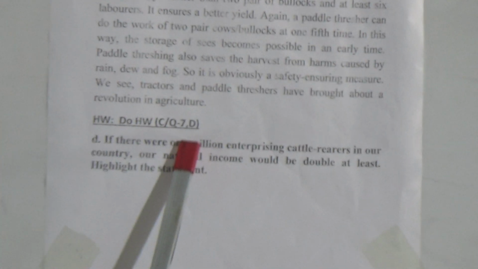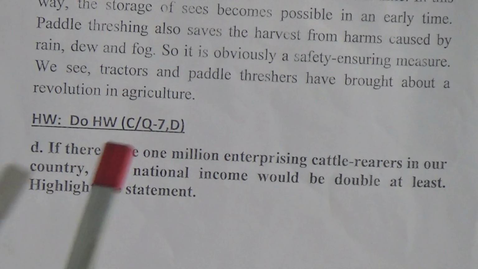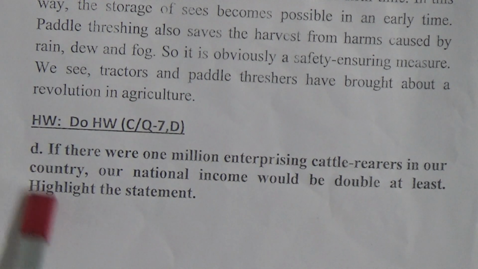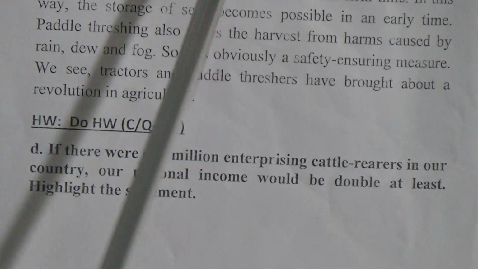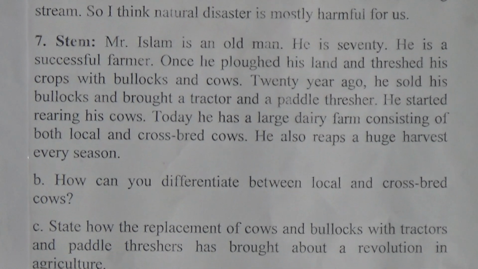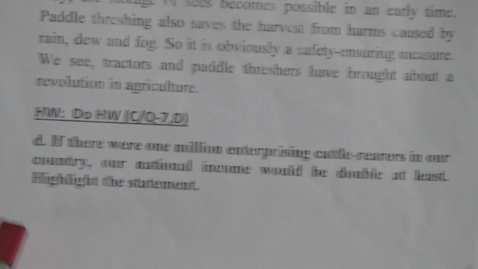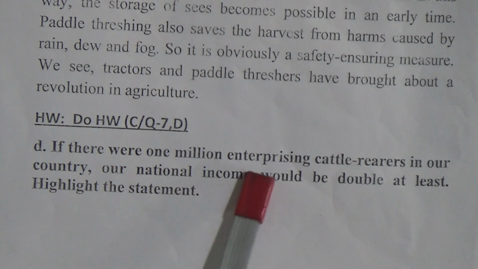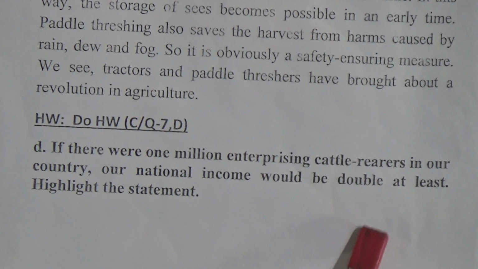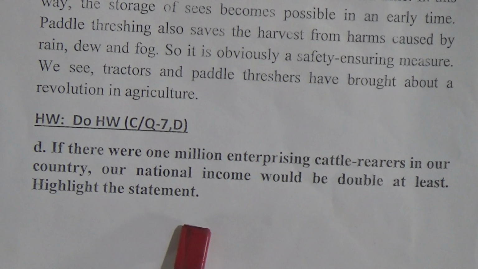So now take your SW. Your SW is creative question number 7 and sub number D. To answer this question, you need to read the stem number 7 again. Regarding this stem, question 7, sub number D is your SW. I am reading out the SW question. If there were 1 million enterprising cattle rearers in our country, our national income would be double at least. Highlight the statement. Do you agree with the statement? If not, then express your opinion in your own way.